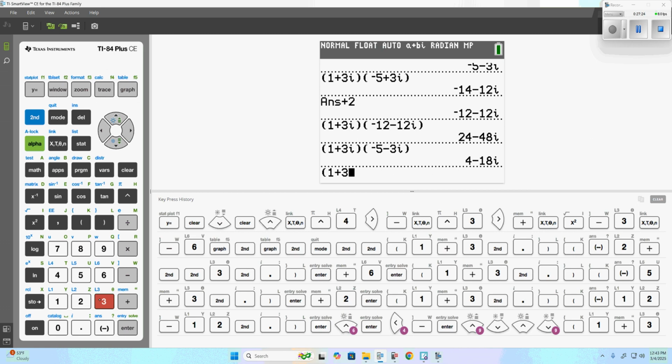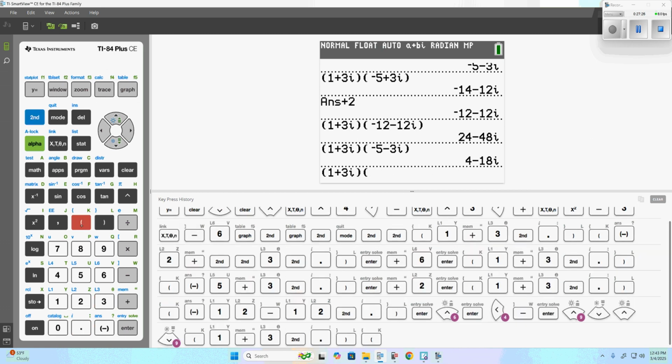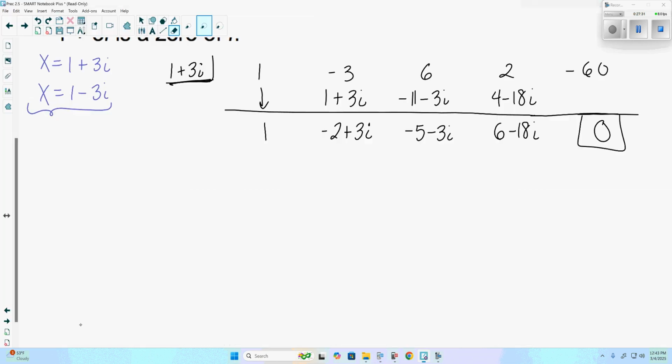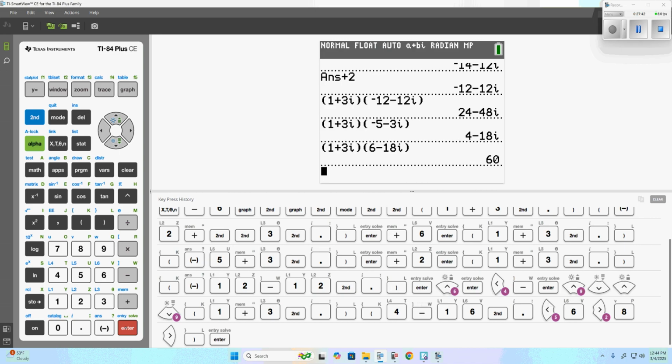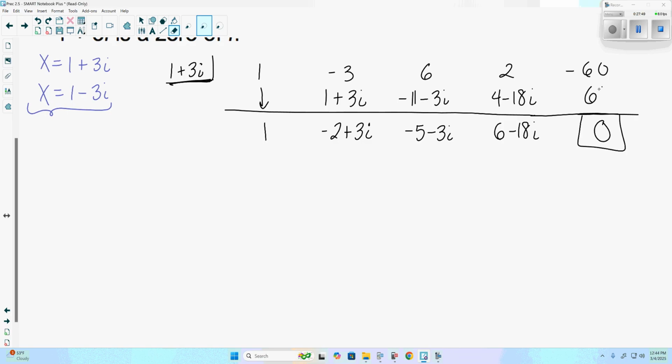Because now our 1 plus 3i times 4 minus... is it 4 or 6? Let's make sure. Don't want to do that again. 6, thank you. 6 minus 18i times 1 plus 3i is 60. And our negative 60 plus 60 does give us 0. So that was one of our solutions.